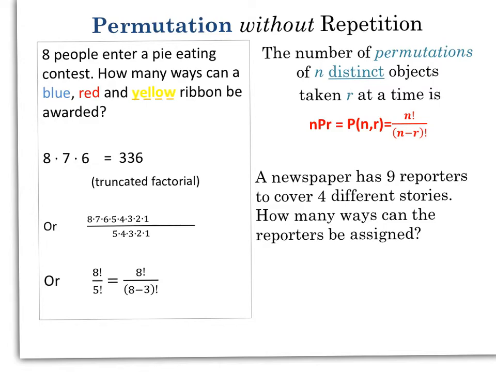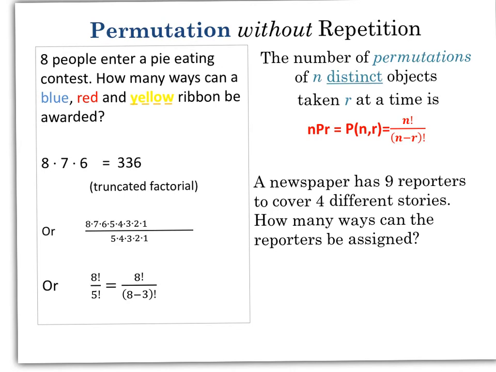So we know that this is going to be a dependent event, because once somebody wins first place, or the blue ribbon, that will take them out of our sample space and affect who gets the red, and that will then in turn affect who gets the yellow ribbon. We already sort of looked at this as well. This is called 8 times 7 times 6. So we have filled the blue ribbon, the red ribbon, and the yellow ribbon possibilities.